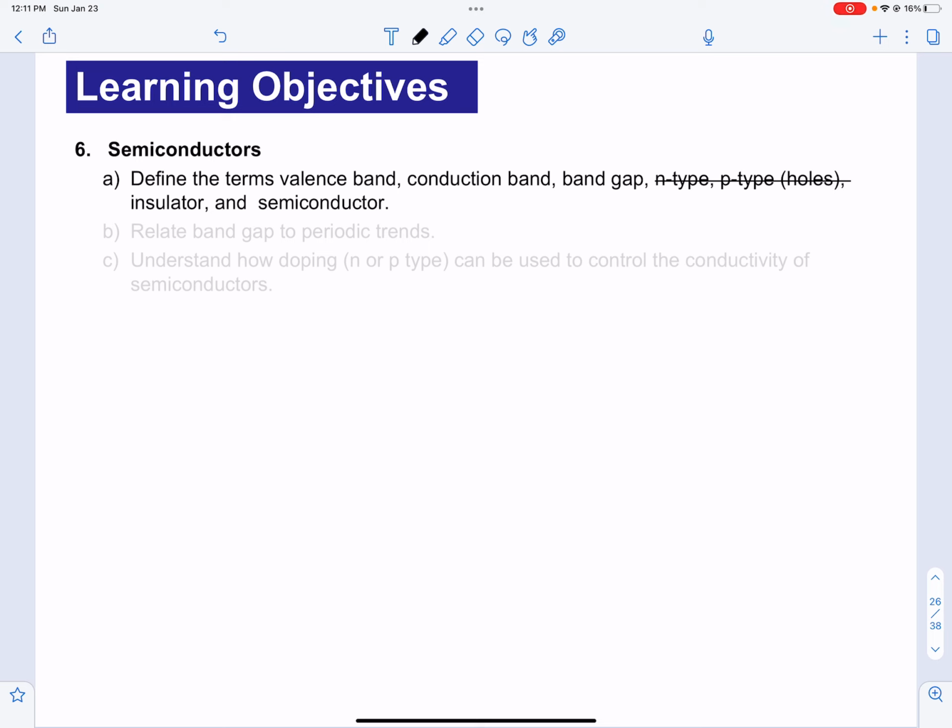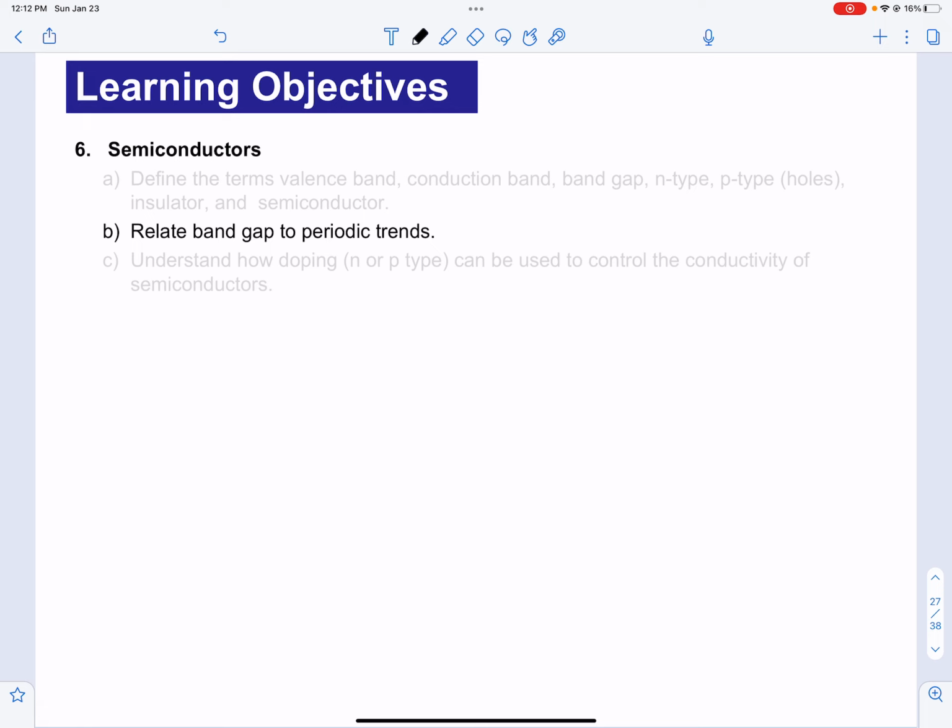So at this point, pending more review on your part, you know what the valence band is. You know what the conduction band is. Valence band is where the valence electrons are located. Conduction band is where all the anti-bonding orbitals, which are empty, are going to be, based on probability. So it's empty, so the electrons can move there. Band gap is the difference between those two bands in terms of energy. And then we're going to talk very soon about N-type and P-type semiconductors.